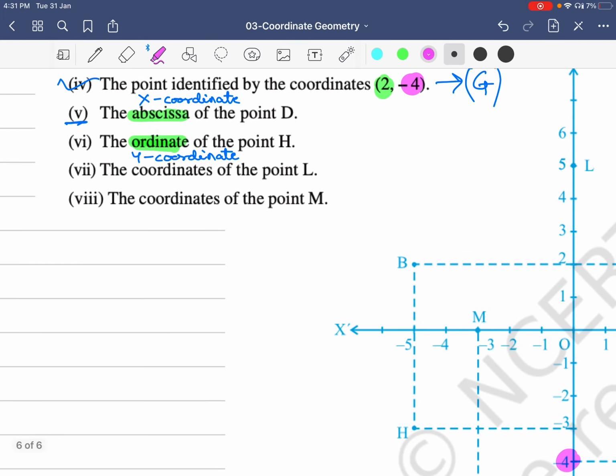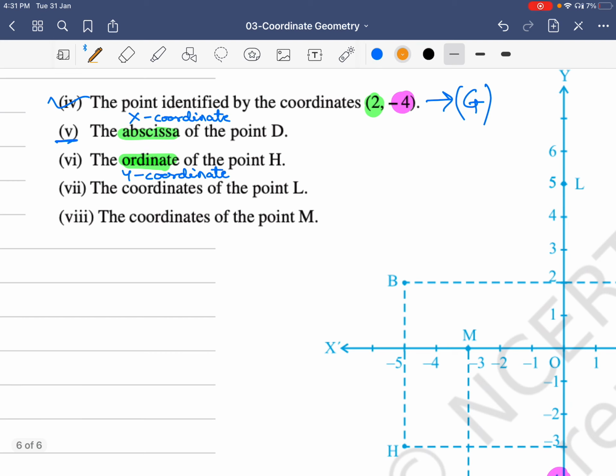Very simple. So I'm just going to write here. Okay, 6 is the answer. 6 is the x-coordinate or abscissa of point D. Next. So let's mark this done. This is done. Next is question number 6.